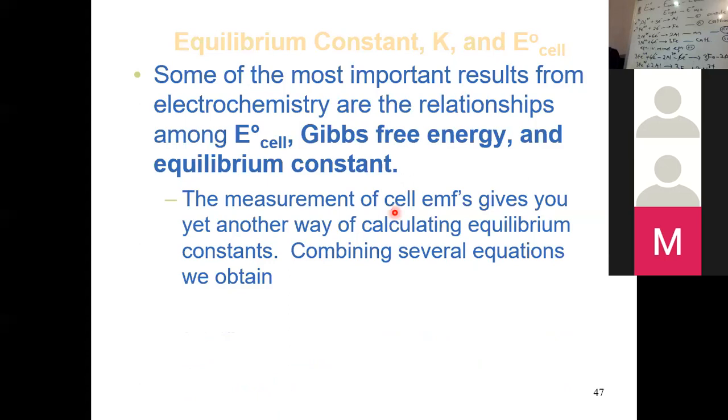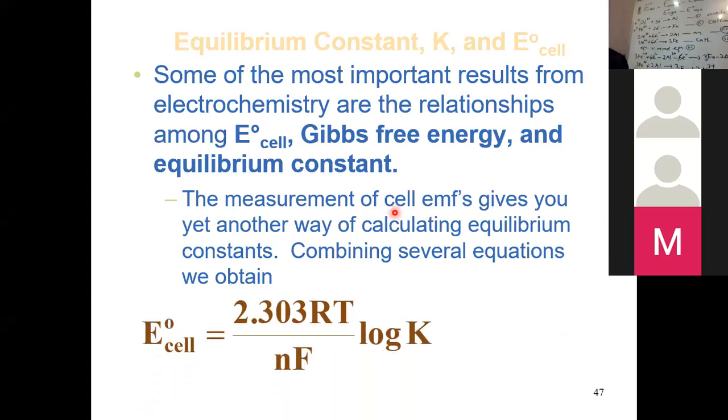Okay, the measurement of cell EMFs gives you yet another way of calculating equilibrium constants. Combining several equations, we would obtain E0 cell is equal to 2.303 RT over NF log K. Now you remember where we started from when we were talking about chemical potential and electrical potential, and then we proved, and then we went all the way down.